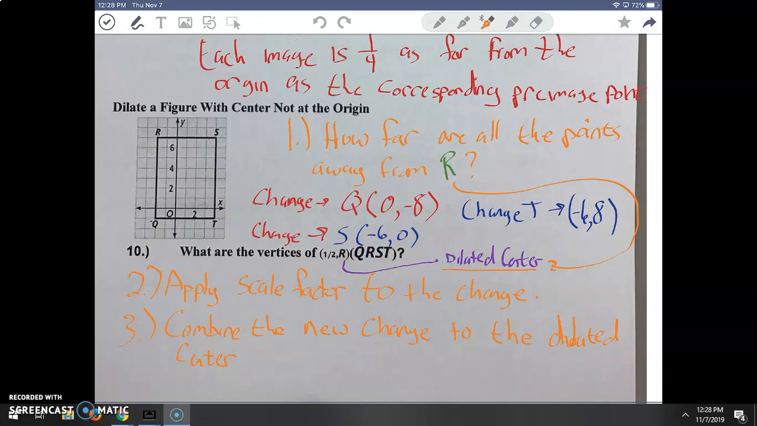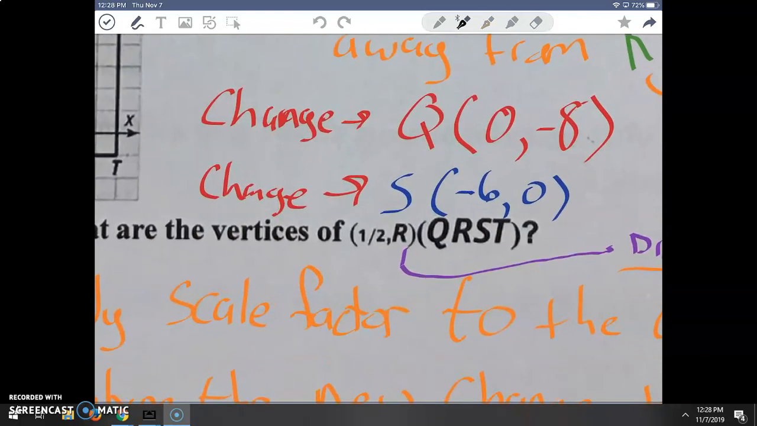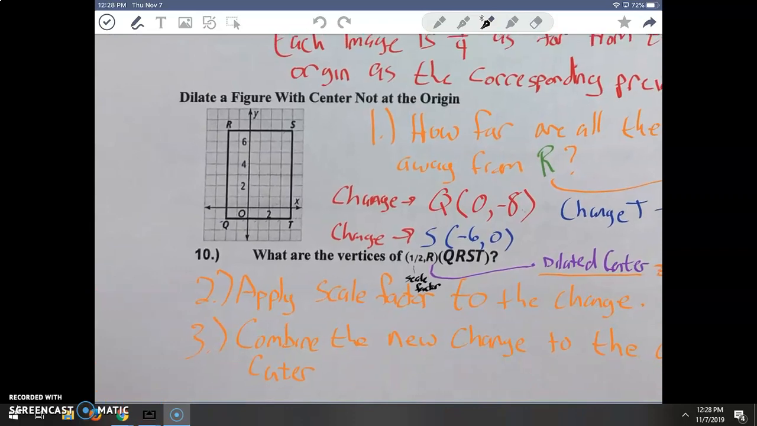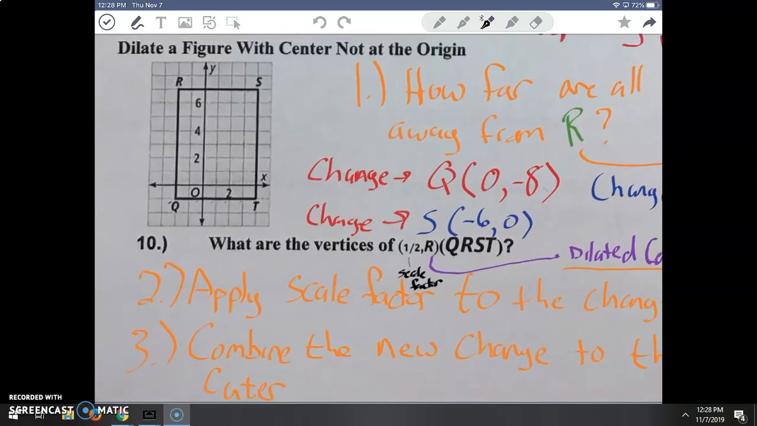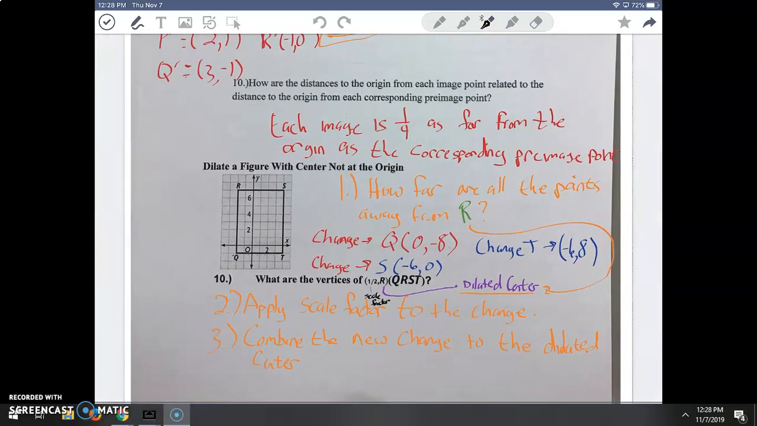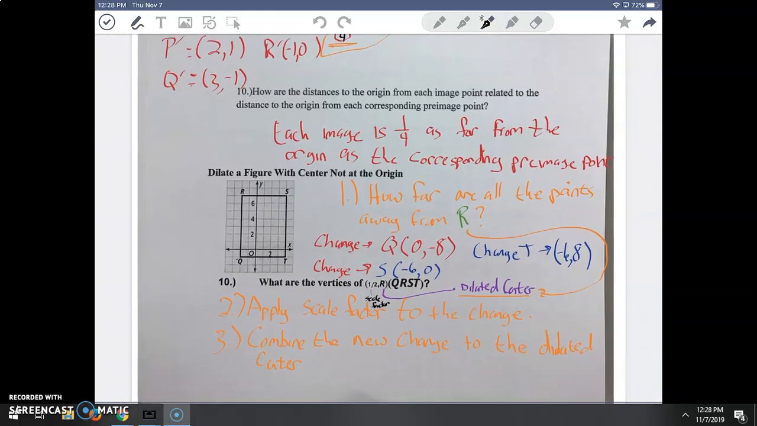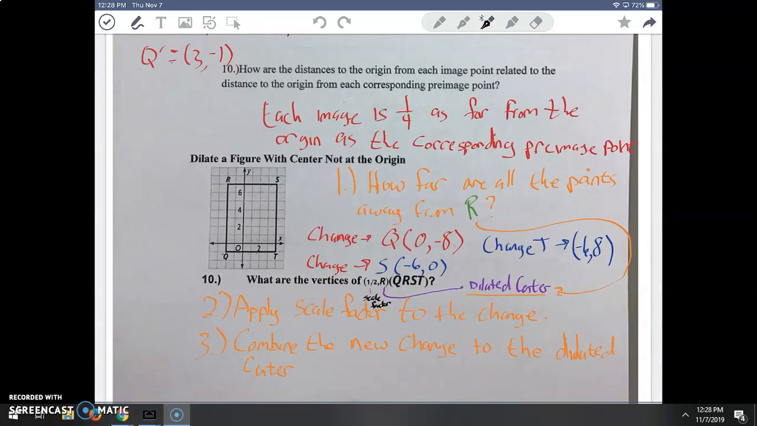Okay, now the 1/2 in front, that is the scale factor. So that's going to be how big or small the image is going to be. Okay, so I answered number 1 for you. It said, how far are all the points away from R? So Q didn't go left or right any, but it went down 8 from R.